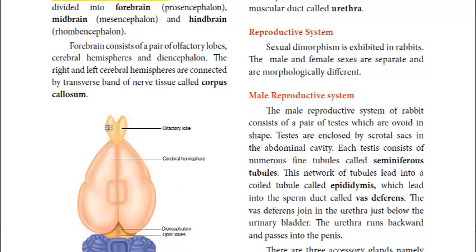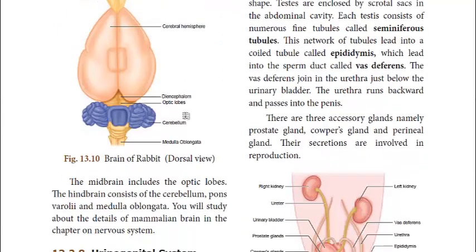A pair of olfactory lobes, the cerebral hemispheres, right side and left side, and the diencephalon comprise the forebrain. Both the left and right cerebral hemispheres are connected by a transverse band of nerve tissue called corpus callosum. Now we have finished the forebrain. Now we will move to the midbrain.